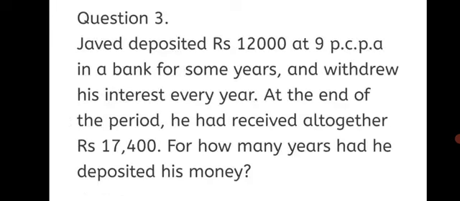Okay. Question number 3. Javed deposited rupees 12,000 at 9 PCPA in a bank for some years and withdrew his interest every year. At the end of the period, he had received altogether rupees 17,400. For how many years had he deposited his money? So here we have to find the number of years. What is given to us? Principal, rate of interest and total amount we have. So let's have a look at the solution.